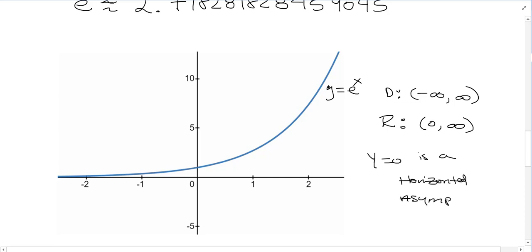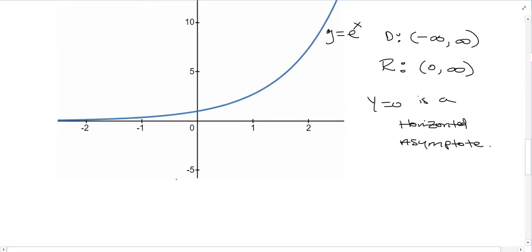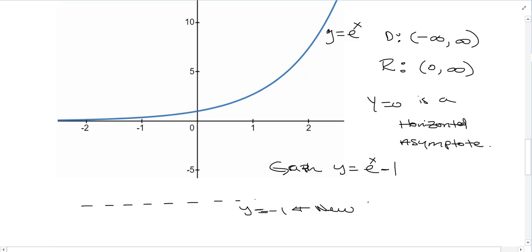If you start doing transformations on e to the x, then you're going to change the asymptote, right? If I say graph y equals e to the x minus 1, now you are doing a vertical shift down by 1. So now your horizontal asymptote is going to be down here at y equals -1. That will be the new horizontal asymptote.